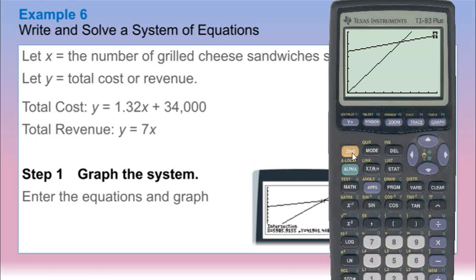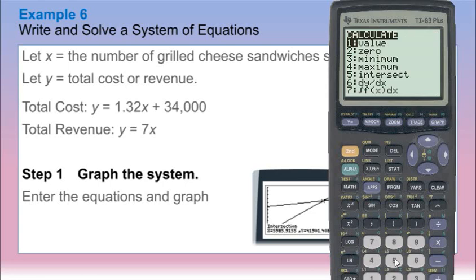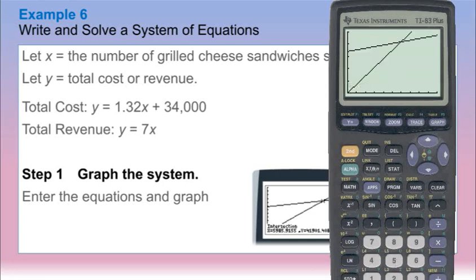Now if I hit second, trace, number 5, hit enter 3 times, you'll get what we have on the screen here. So about 5,986 sandwiches, and they would bring in a profit of $41,901.